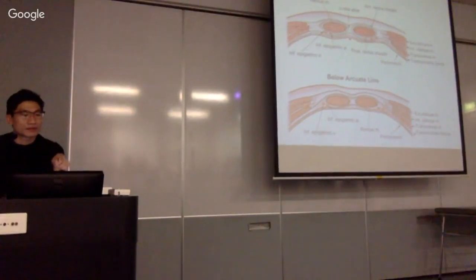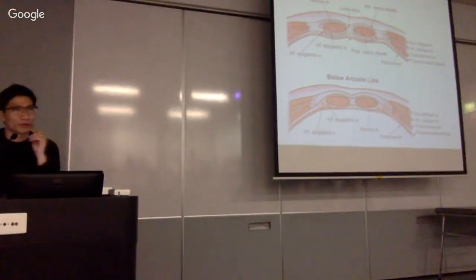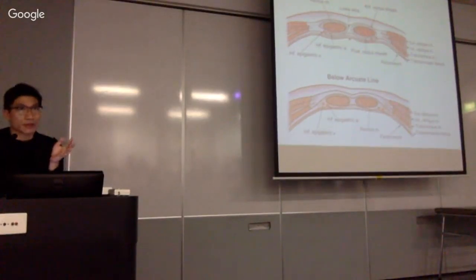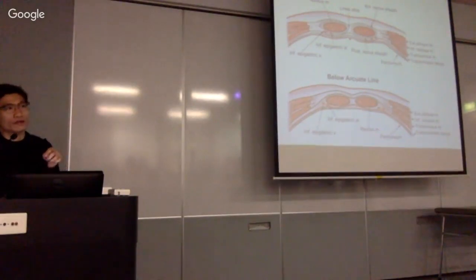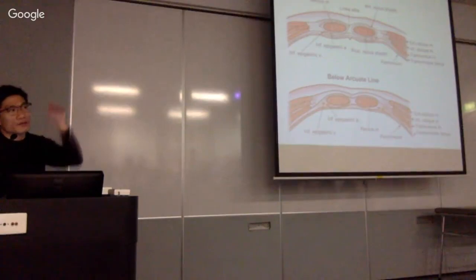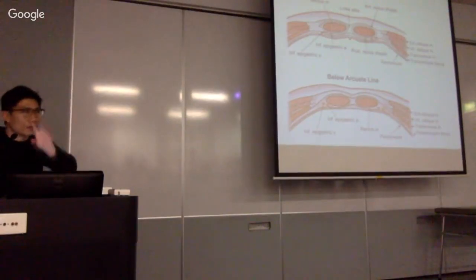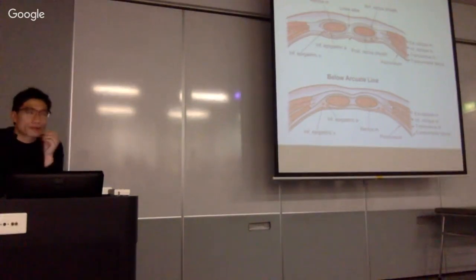And that's important because when we talk about other operations later on, like laparoscopic inguinal hernia repair, you need to know that you're not going through the transversalis fascia into the intra-abdominal space. You need to stay above that to create that pneumo space to do the hernia repair. All right.